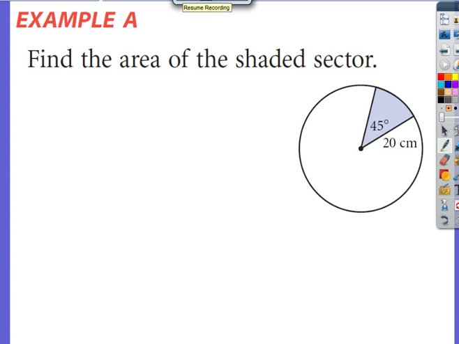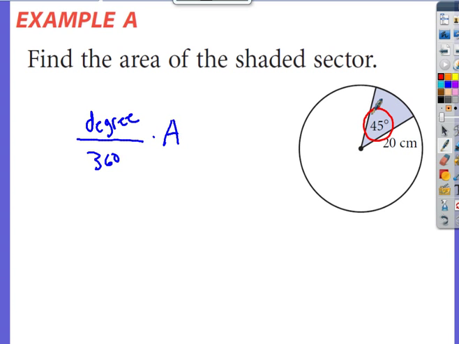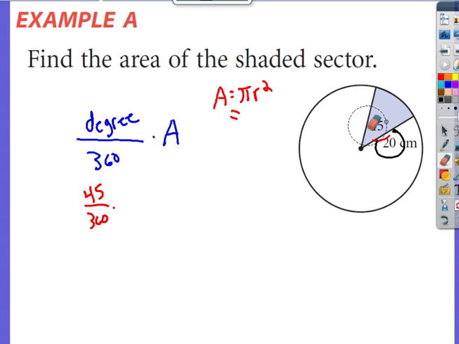So, find the area of the shaded sector, what we were just talking about. The equation is degree, or A, as the book calls it, over 360 times the area of the entire circle. Well, the degree, you can see over here, is 45 degrees. So we say 45 over 360 times the area. Well, area equals pi r squared, and r is 20 centimeters. R over here is 20 centimeters.